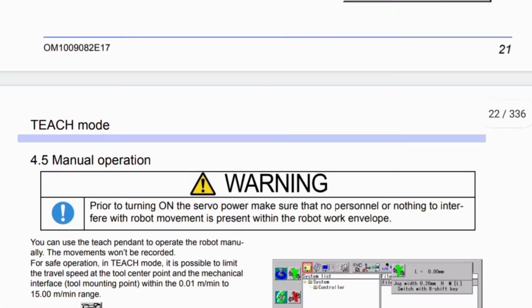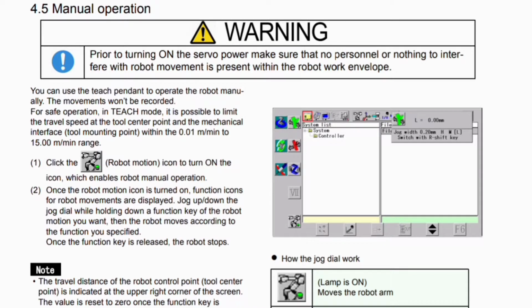Now next is manual operation. First of all, here you can see a warning. Prior to turning on the servo power, make sure that no personnel or anything that could interfere with robot movement is present within the robot work envelope.